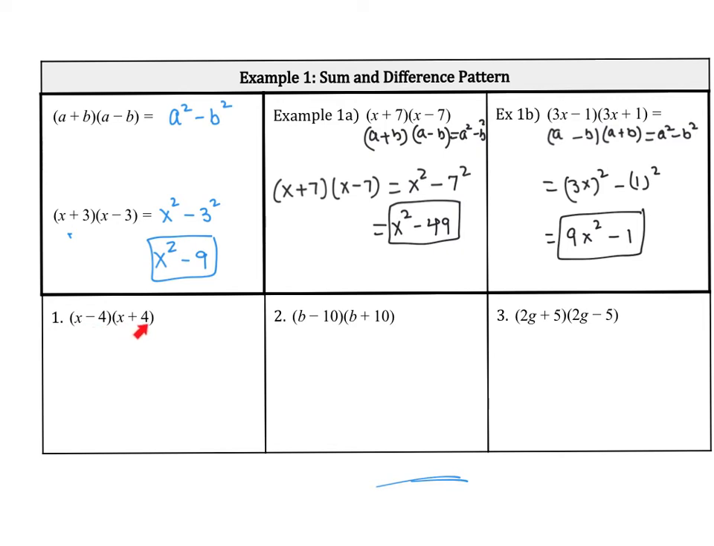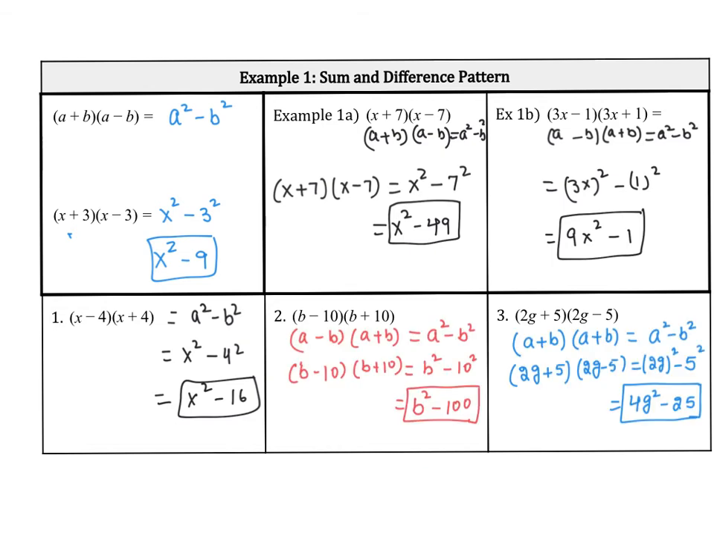Now let's try number 3 from the bottom, and the formula for that is a minus b, a plus b. So a is x, b is 4. All you have to do is plug it in here, a as x, b as 4. So a square minus b square is the formula, a as x, b as 4. The answer is x square minus 16.